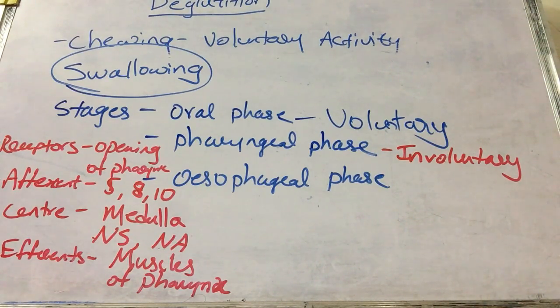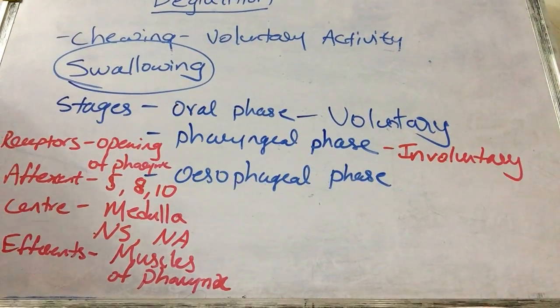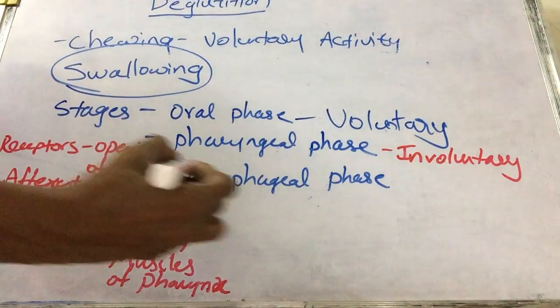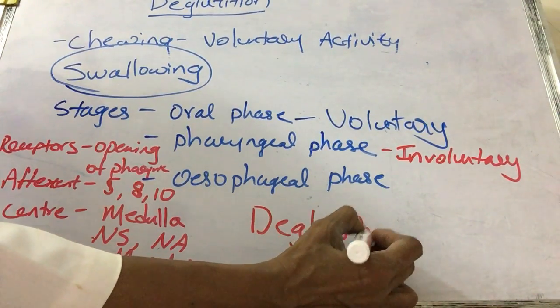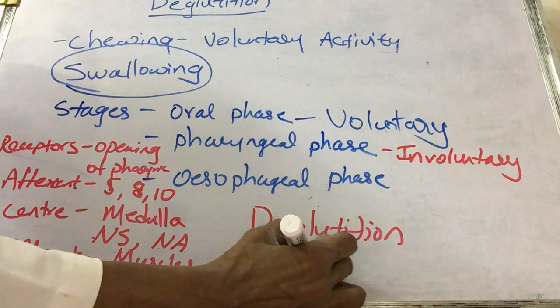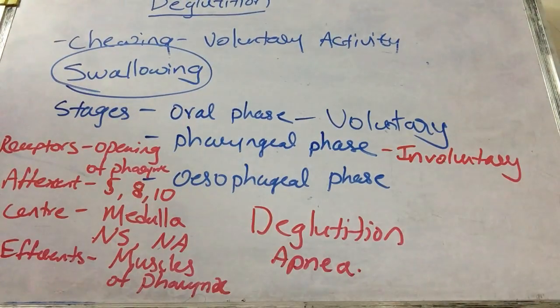During this phase, the respiration is reflexly inhibited due to inhibition of the respiratory centers. This is called deglutition apnea. That means during this period, there is no respiration because of inhibition of the respiratory centers. That is why it is known as deglutition apnea. So this is what happens during the pharyngeal phase.